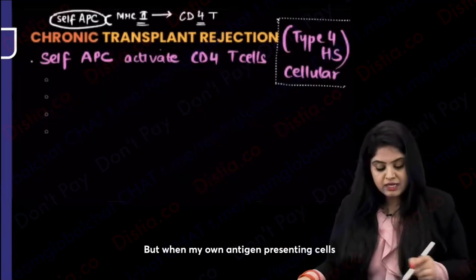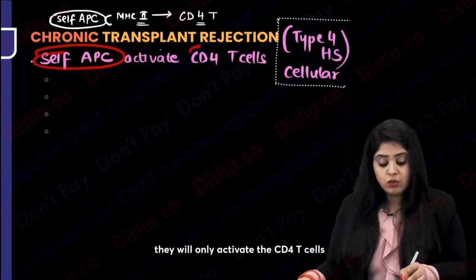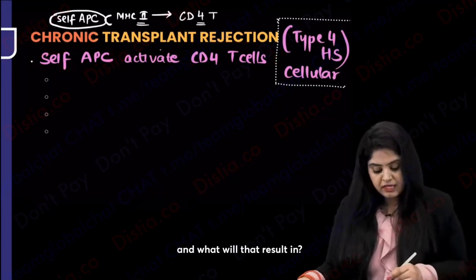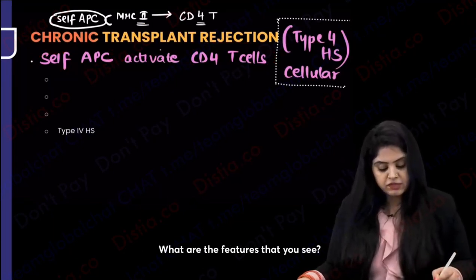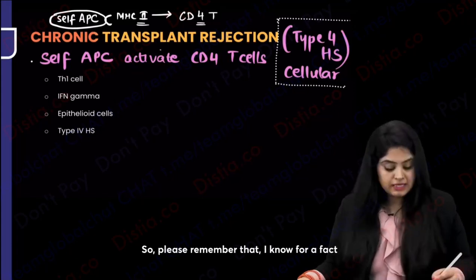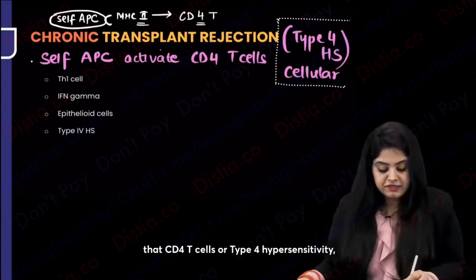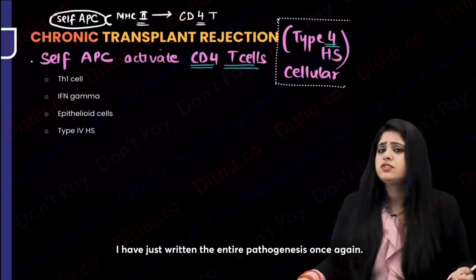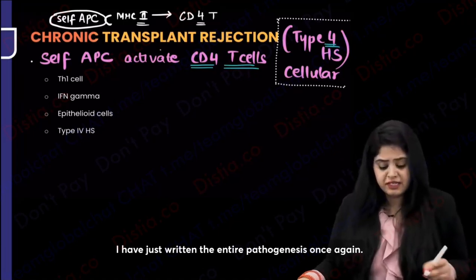But when my own antigen presenting cells are coming into play, they will only activate the CD4 T cells. And what will that result in? What are the features that you see? So please remember that I know for a fact that CD4 T cells or type 4 hypersensitivity, I have just written the entire pathogenesis once again.